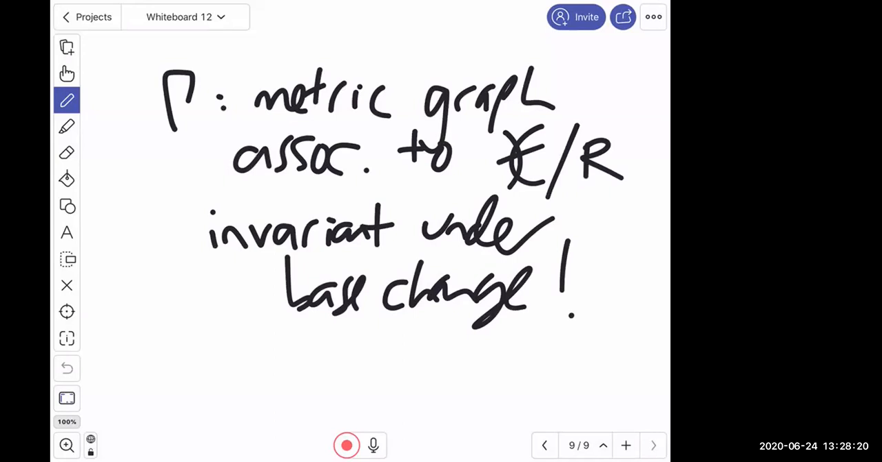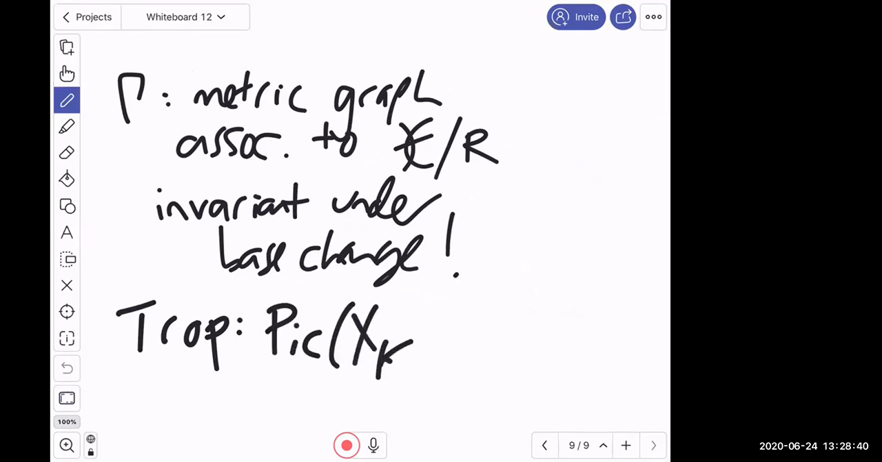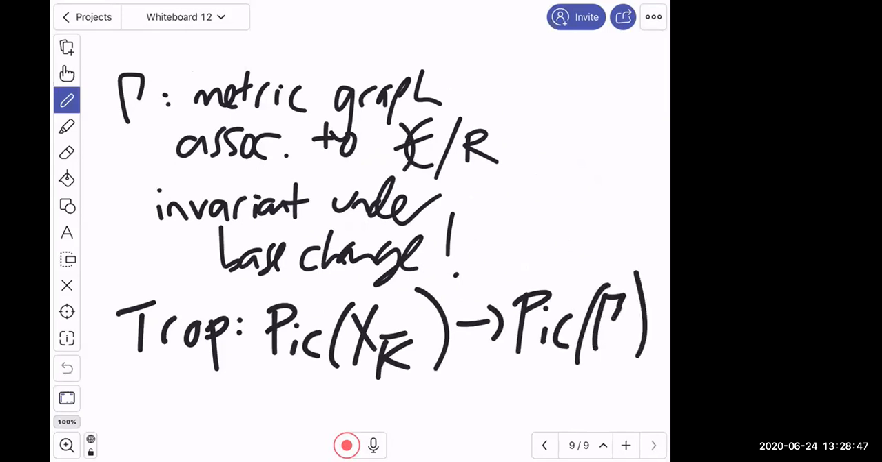Just because I'm defining it, the edge lengths have to do with the ramification index of the extension. And so in this case, now I get a map. There are more details to check here, but the outcome is I get a map, which I'll still call trop, from the Picard group of X_K bar, so you base change to an algebraic closure, to the Picard group of the metric graph, which I haven't defined yet, but I'm about to. Does everyone see what I'm trying to do? So now I don't have to assume that my line bundle is defined over K.